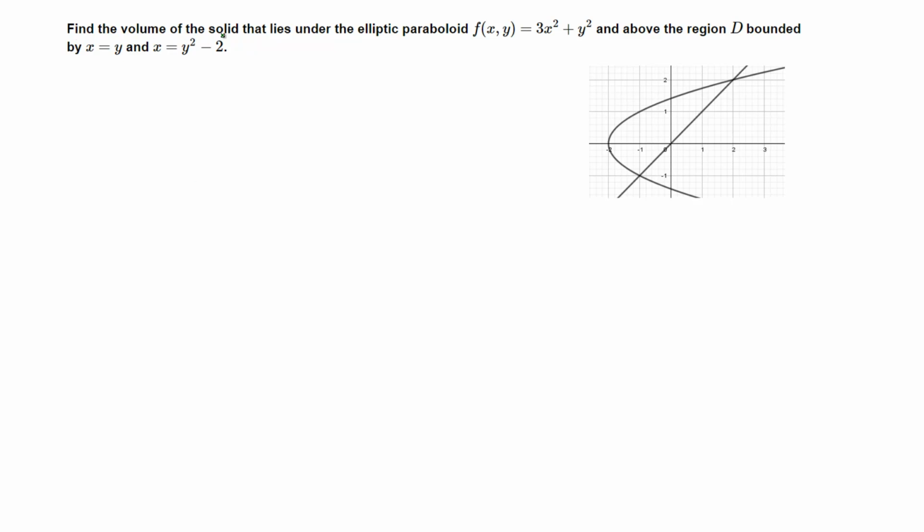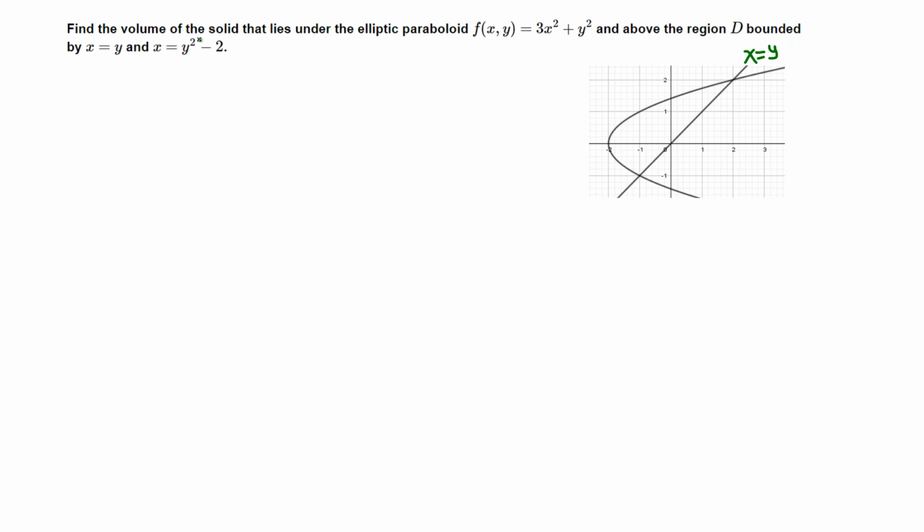Find the volume of the solid that lies under the elliptic paraboloid, this, and above the region D bounded by these two curves. So we need to graph the region D. So x equals y, that's just the identity line, y equals x, or x equals y, same thing. This is x equals y.